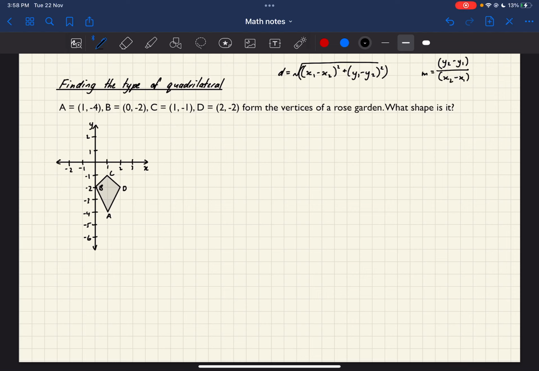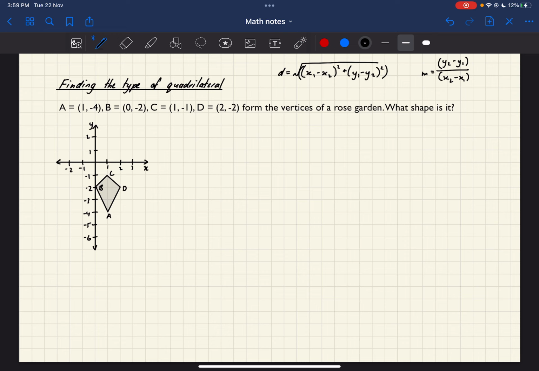In this video, I'm going to go through how to find the type of quadrilateral using all the skills that we've done before. So you get given a problem like this, where you've got 4 vertices, and they form the vertices of some application shape, and we want to find out what shape that is. Now you can use these skills for multiple things, but in this video we're just going to focus on finding the type of quadrilateral, because there are infinite shapes.